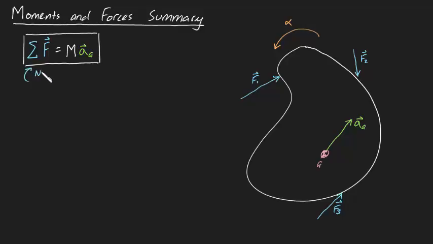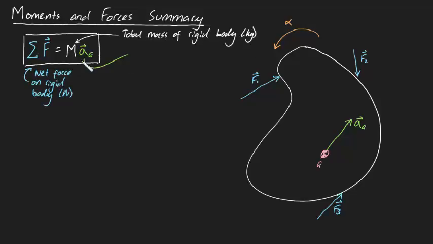The sum of F is the net force on the rigid body in newtons. M is the total mass of the rigid body in kilograms, and ag is the acceleration of the center of mass of the rigid body in meters per second squared.